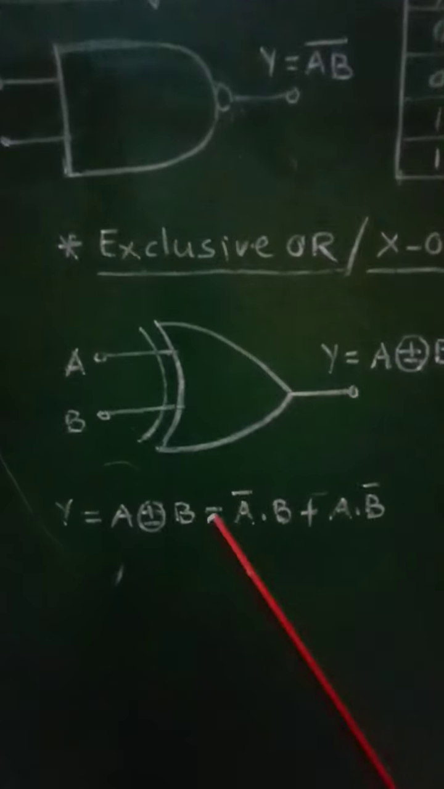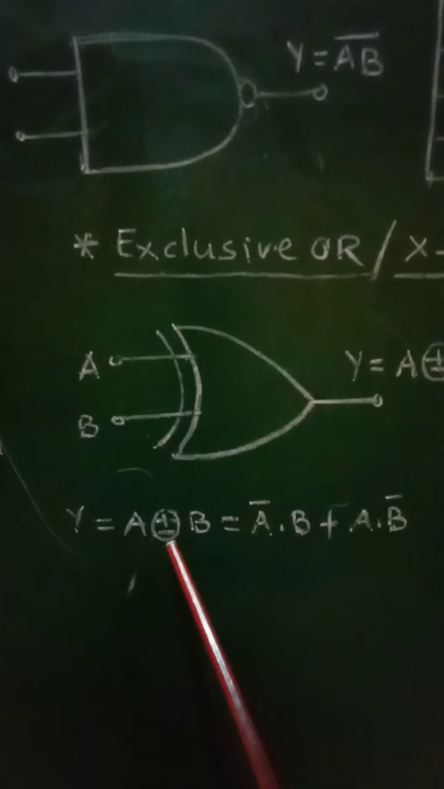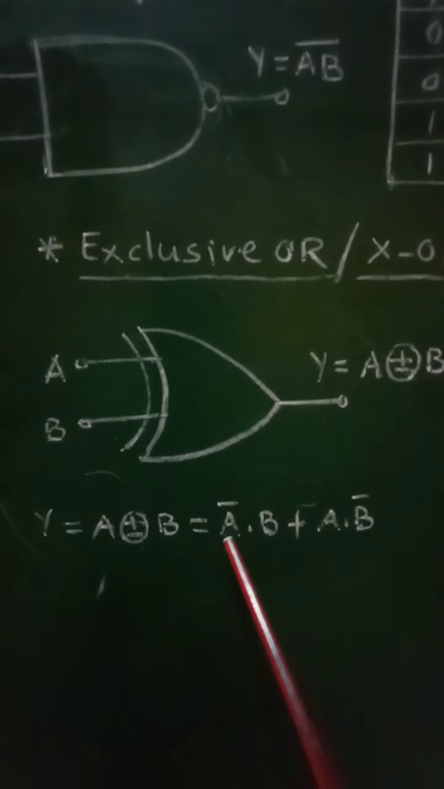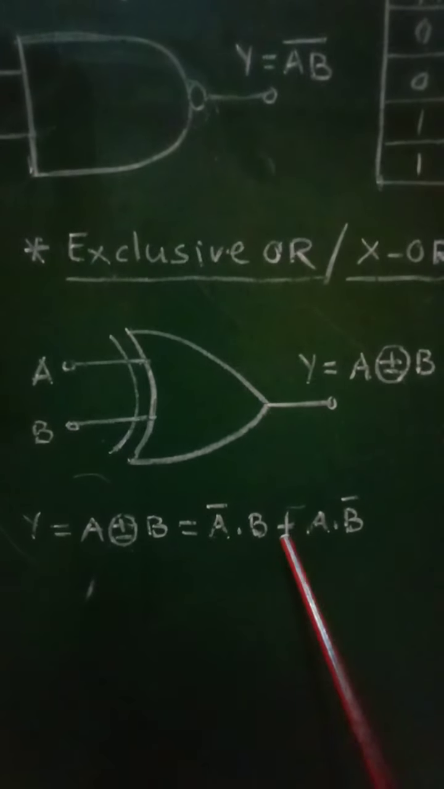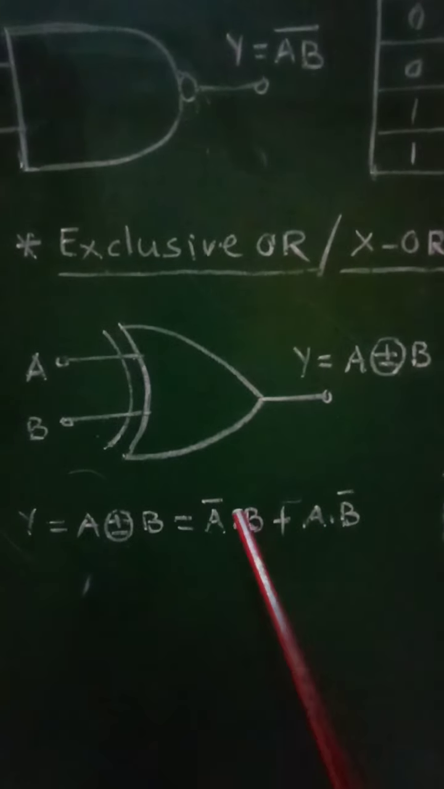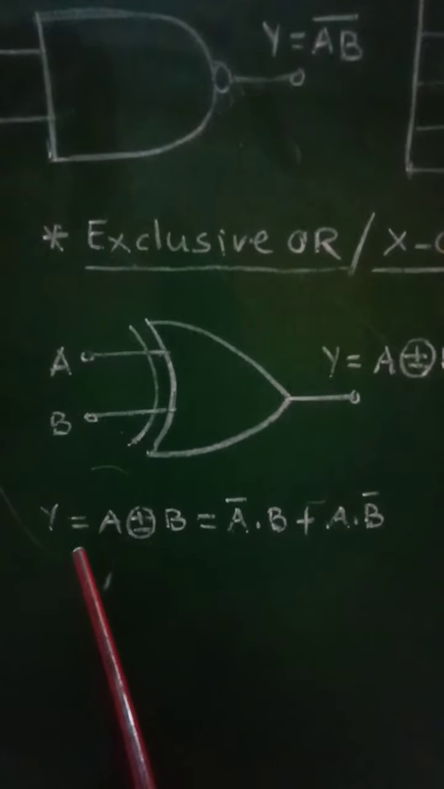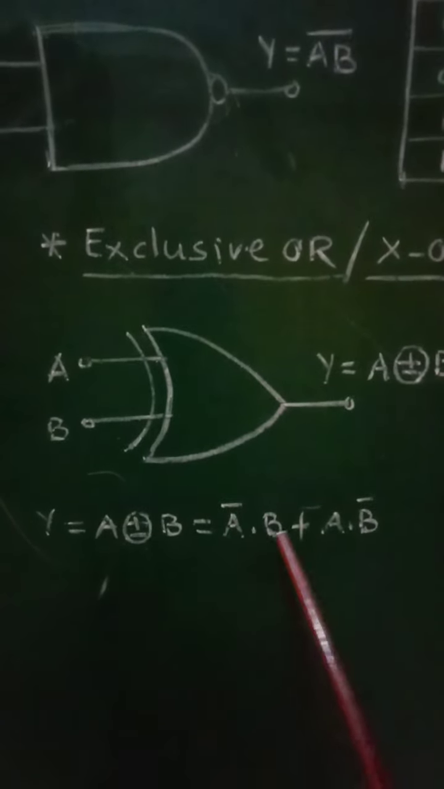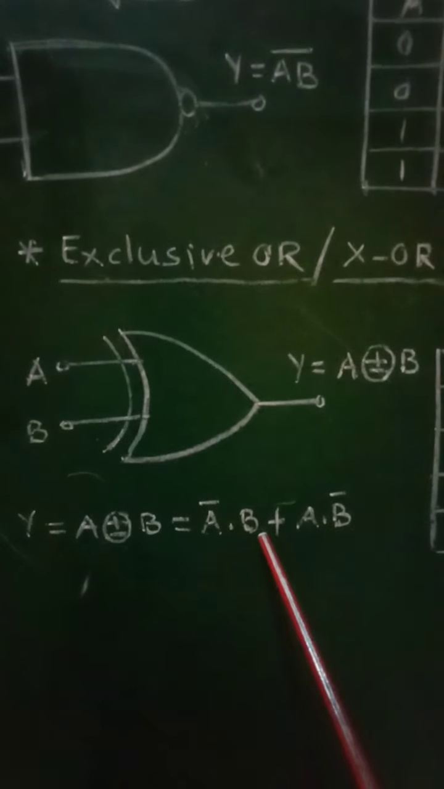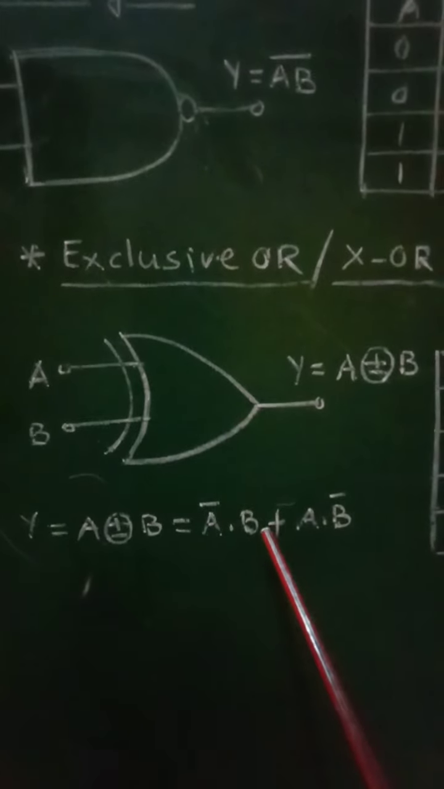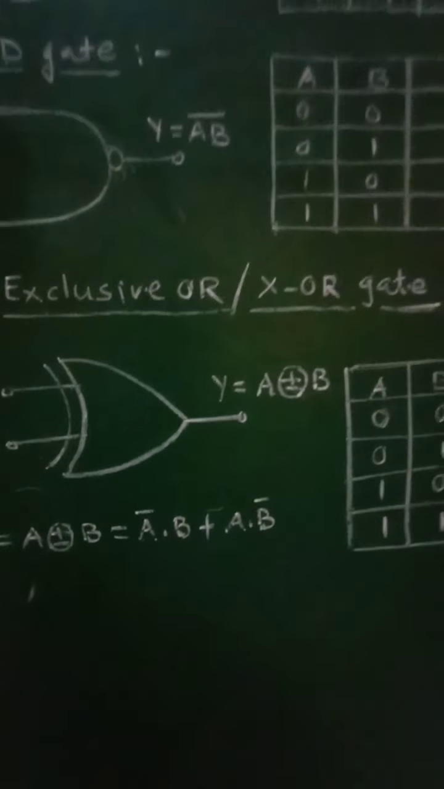So its Boolean expression will be written as Y equals A ⊕ B, that is equal to A bar B plus A B bar. This bar will represent negation, and therefore Y equals A bar B plus A B bar will represent the Boolean expression for this exclusive OR gate or XOR gate.